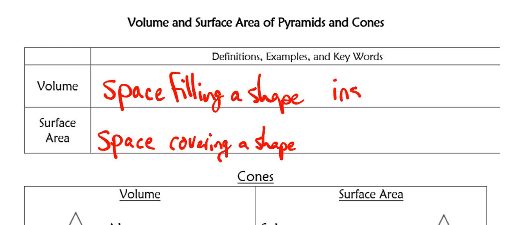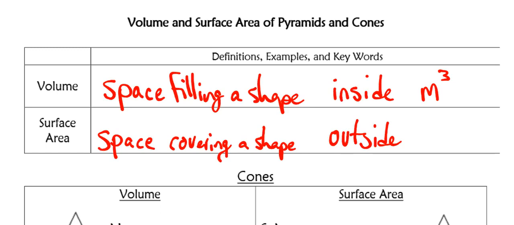So this is talking about inside, this is talking about outside, it's talking about covering each face of that figure. When we talk about the units, let's say we have meters, these would be cubic meters, or meters cubed, or inches cubed. This would be meters squared or inches squared, square inches. We're actually talking about how much stuff will fit inside versus how much stuff will cover the outside.